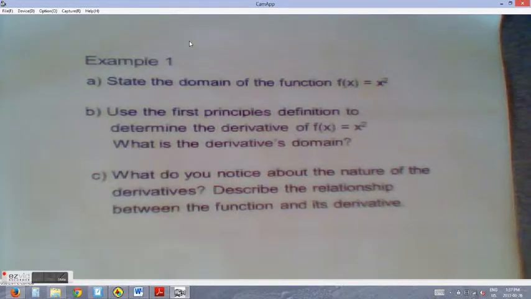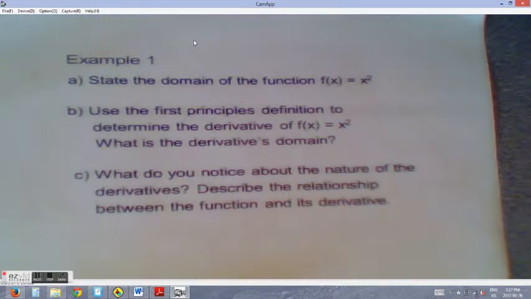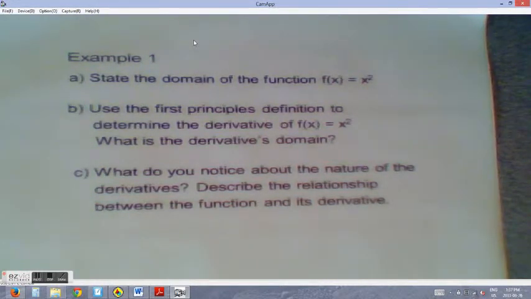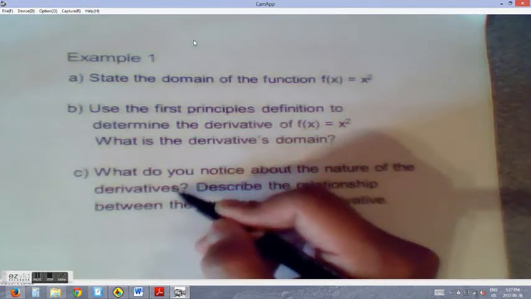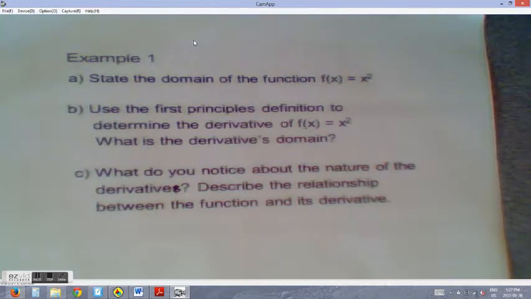Let's take a look at the first example. Example number 1: A, state the domain of the function f(x) = x squared. B, we're going to use the first principles definition to determine the derivative of f(x) = x squared. What is the derivative's domain? C, what do you notice about the nature of the derivatives? Describe the relationship between the function and its derivative.